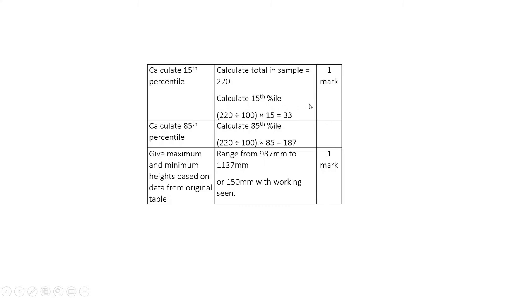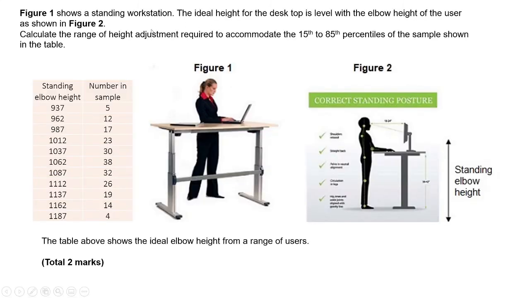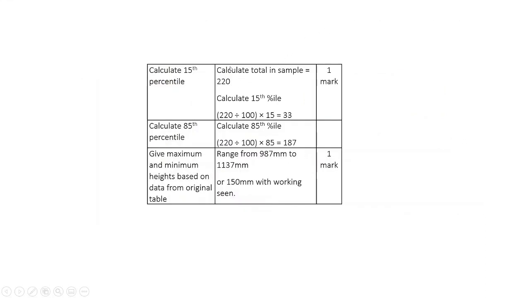So then calculate the 15th percentile. The reason we're doing that is we're trying to go from the 15th to the 85th. So again, flipping between the two, 15th to 85th. So we know there's 220 people in the sample. Count the 15th of it, so 220 divided by 100, and then times it by 15, and that gets us 33.